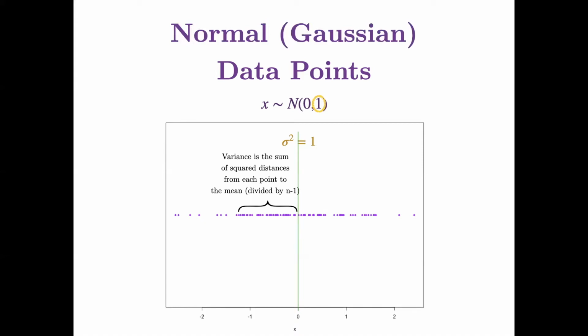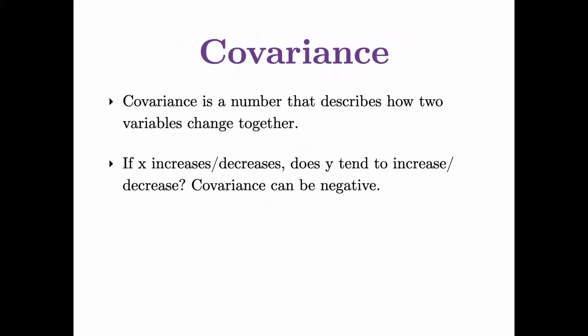Now, we don't usually have just one variable, right? So we have to introduce the notion of covariance. Covariance is a number that describes how two variables change together. So if x increases or decreases, does y tend to increase or decrease? Covariance can be negative. It would be negative if these two variables had an inverse relationship: as one increases, the other decreases. Of course, you recall that variance cannot be negative, but covariance can be.